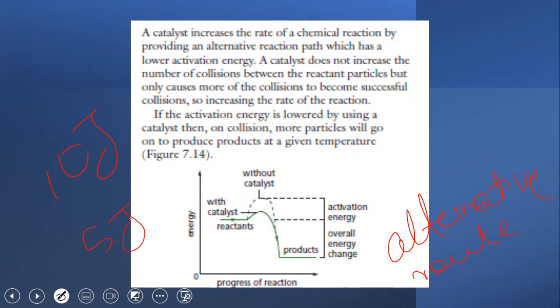So what is going to happen? It's not that it's going to increase the number of collisions. It will lower the amount of energy. First, the particles needed to have at least 10 joules to have a successful collision. But now they need only 5 joules. Because of that, there will be more chances of successful collisions.